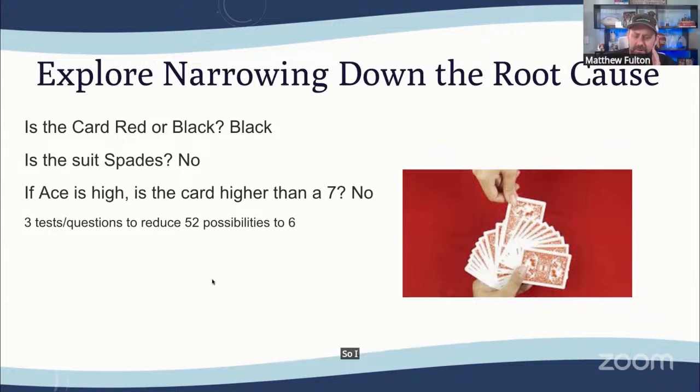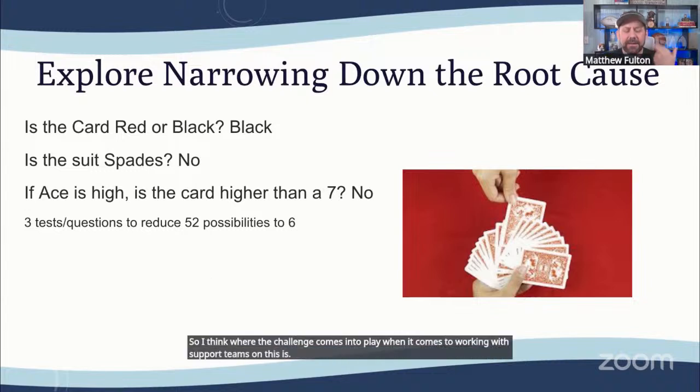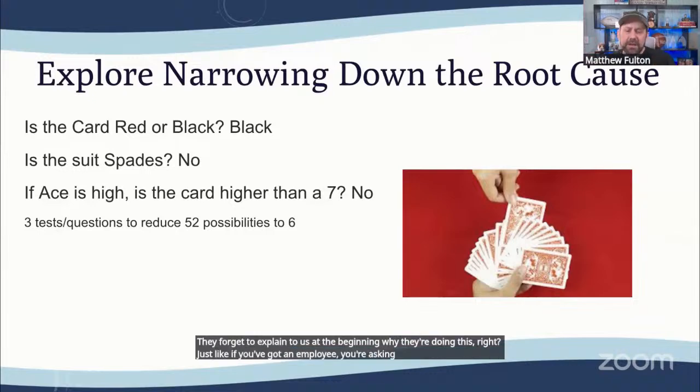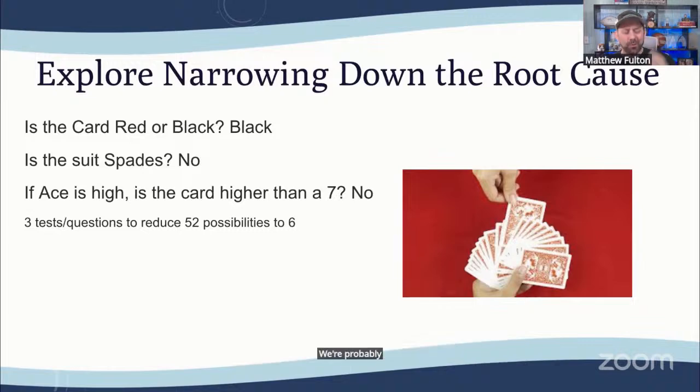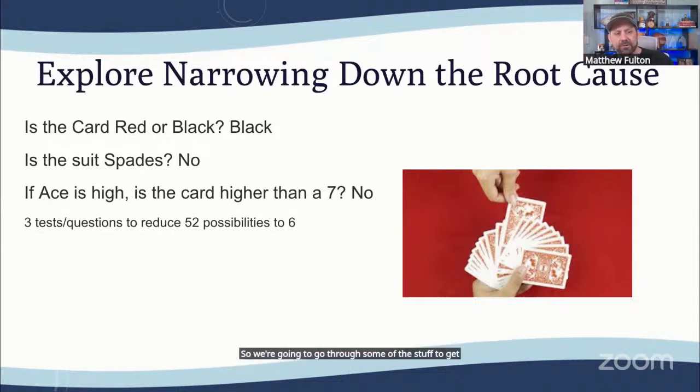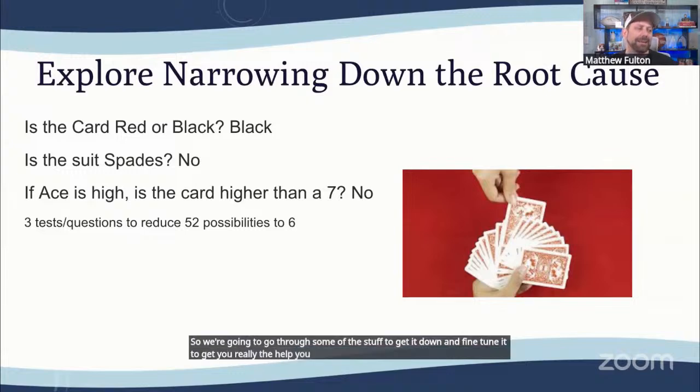I think where the challenge comes into play when working with support teams on this is they forget to explain to us at the beginning why they're doing this. Just like if you've got an employee and you're asking them to do a certain task, if you give them the bigger picture of what they're trying to do, we're probably willing to pull more cards a little longer. If they say, look, I'm going to ask you some questions that may seem a little obvious, but I need to narrow this down because I've got this big decision tree in my brain of things it could be, so we're going to go through some of the stuff to fine tune it to get you the help you need. I think that gets forgotten too often.